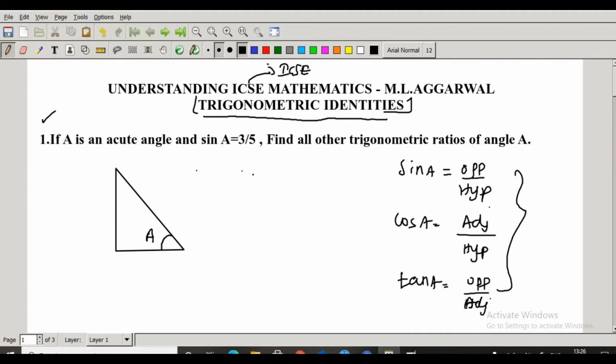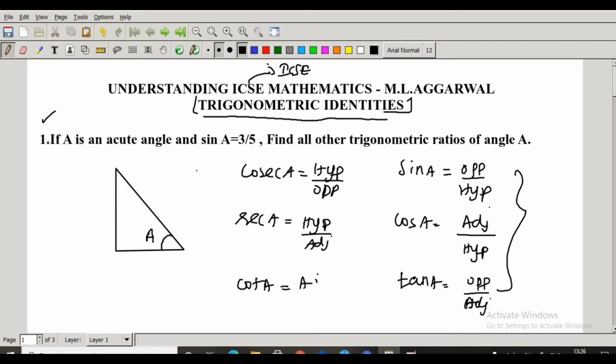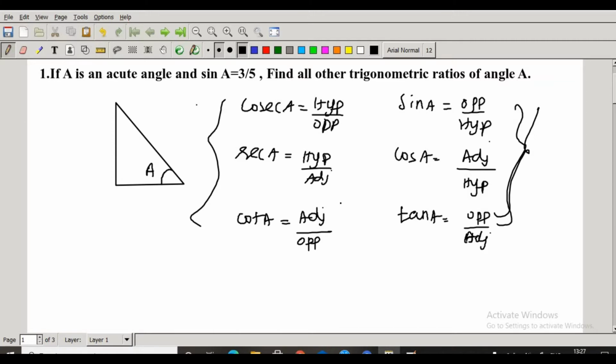The inverse of sine is cosecant A. Sin A is opposite by hypotenuse, so we invert it to get cosecant A, which is simply hypotenuse by opposite. The inverse of cos A is secant A, which is hypotenuse by adjacent. And for tan A we have cot A, which is the inverse of tan A, so the formula is adjacent by opposite. These are the 6 fundamental ratios that we are going to use in this problem. This is a very fundamental formula that you have to remember.